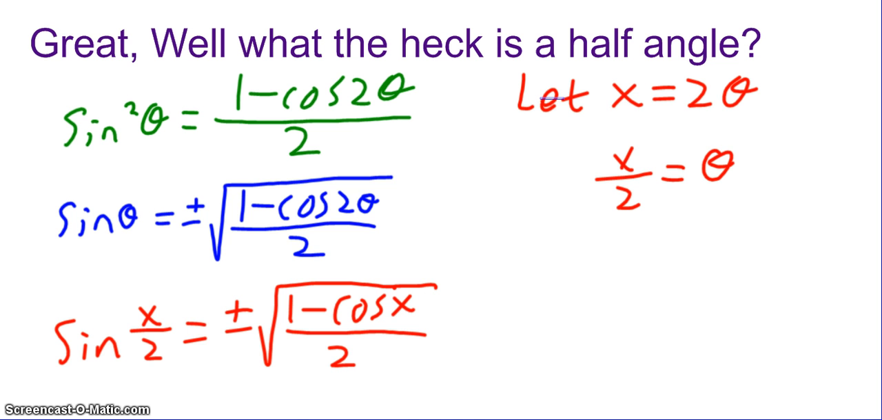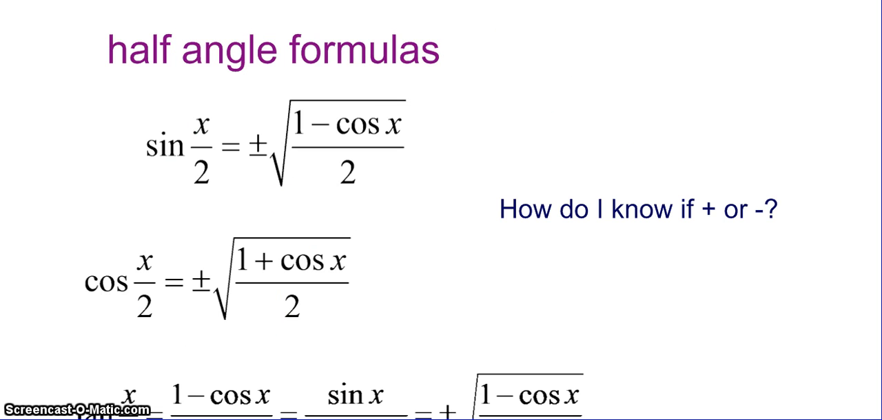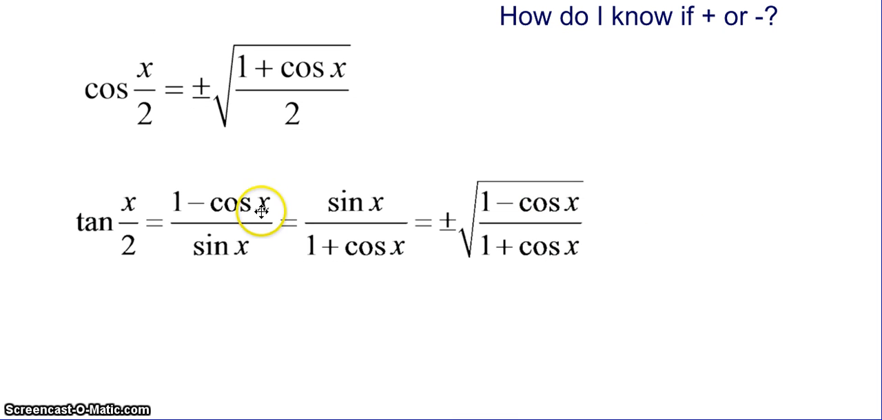So now let's look at all of the half angle identities. Sine of x over 2 is plus or minus the square root of (1 minus cosine of x), all divided by 2. Cosine of x over 2 is plus or minus the square root of (1 plus cosine of x), all divided by 2. And tangent of x over 2 is (1 minus cosine of x) over sine of x, or sine of x over (1 plus cosine of x), or plus or minus the square root of (1 minus cosine of x) over (1 plus cosine of x).